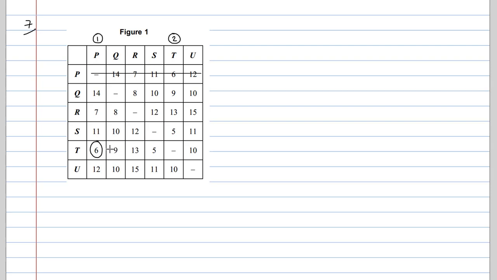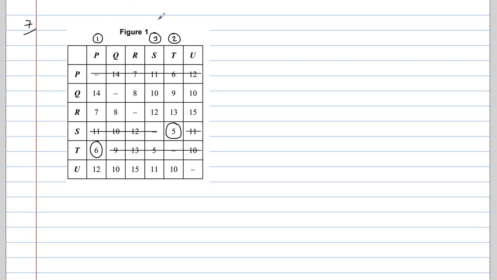This means we cross out the rest of row T. And then we look down P and T and look for the next shortest arc. In column P, we've got a 7, but in column T, we've got a 5. So the shortest would be the 5, which is S. So we put a 3 above S, and we cross out the rest of row S.